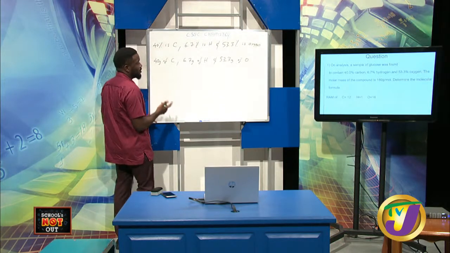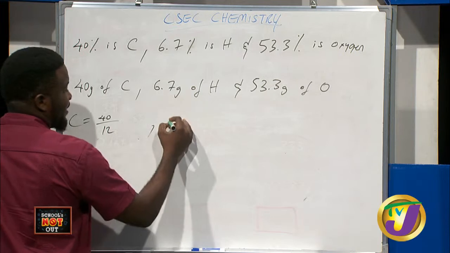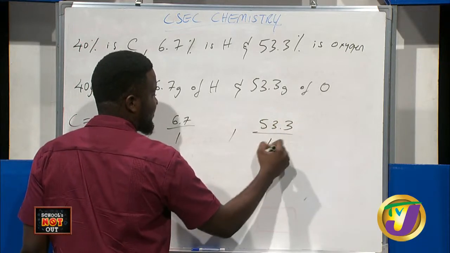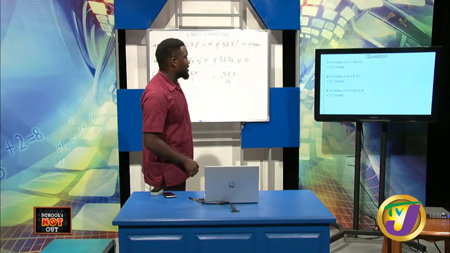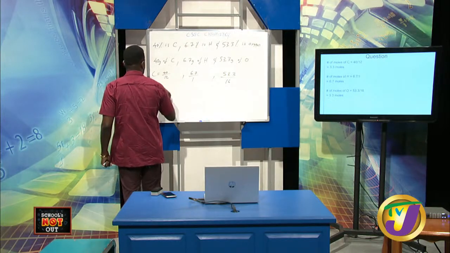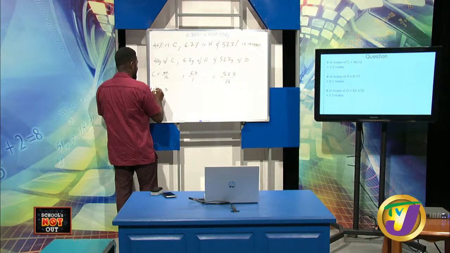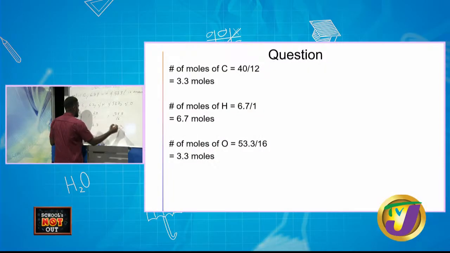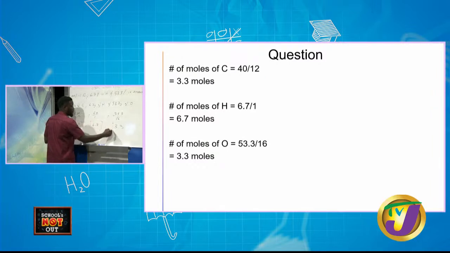All right, so of course what you're going to do now is find the number of moles. So carbon is going to be equal to 40 divided by 12. Hydrogen is 6.7 divided by 1, and oxygen is 53.3 divided by 16. You're going to do that and you're going to get the number of moles, right? So the number of moles is equal to 3.3, 6.7, and 3.3. So that's our moles: 3.3, 6.7, 3.3. So mole 1, mole 2, mole 3.